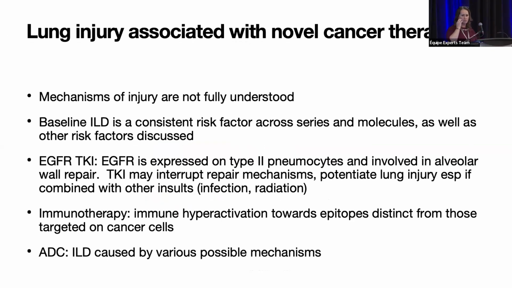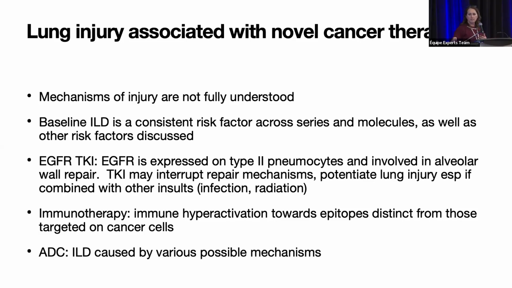Okay, so what are the mechanisms of injury? Understanding the mechanism of injury also helps us with our treatment approach and our management. The mechanisms are not fully understood. We certainly have knowledge that baseline interstitial lung disease and parenchymal disease puts patients at more risk. For the EGFR TKIs, a molecule like osimertinib, we know that EGFR is expressed on the type 2 pneumocytes, and that's involved in alveolar repair. So of course, if we have an inhibitory mechanism, then that can potentiate lung injury and impair repair.